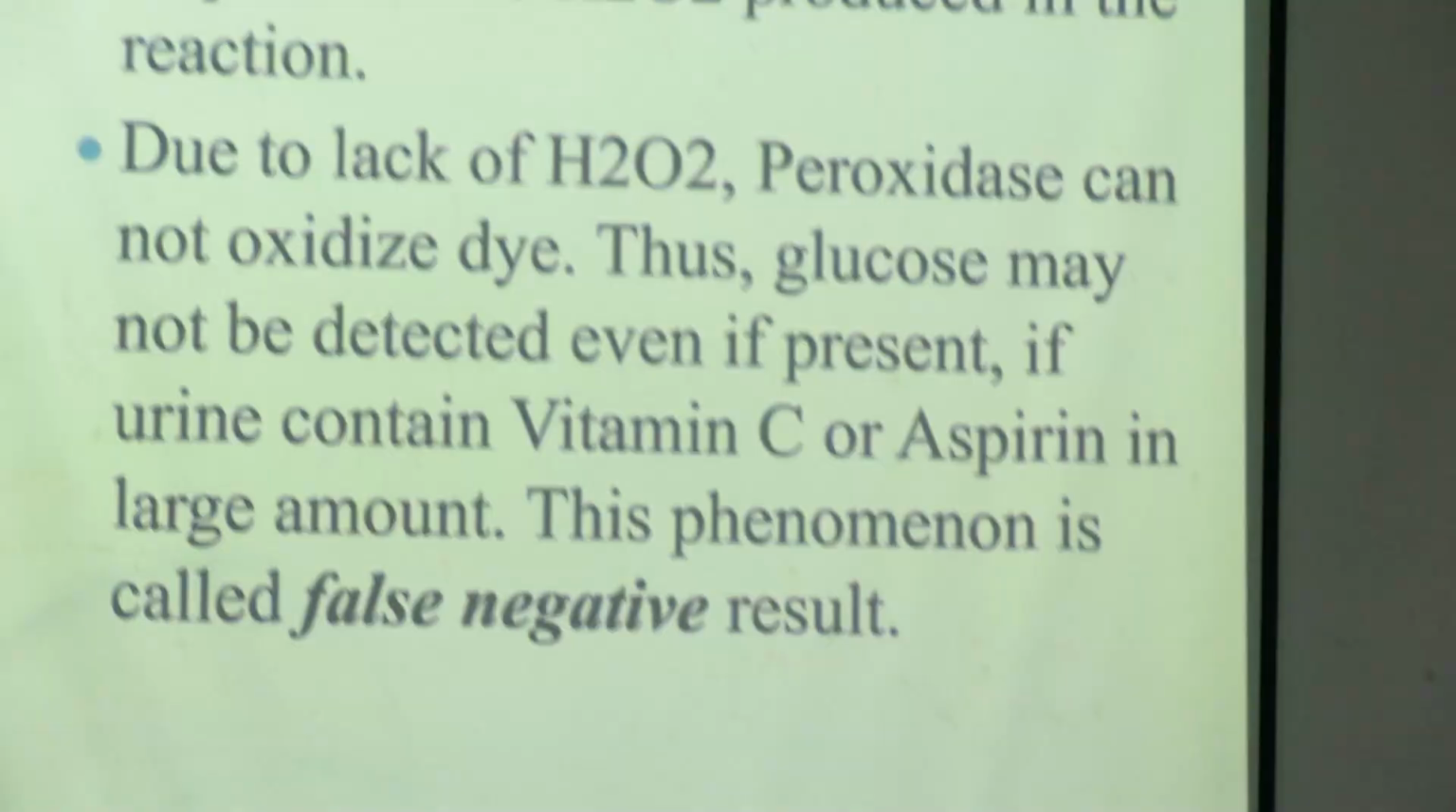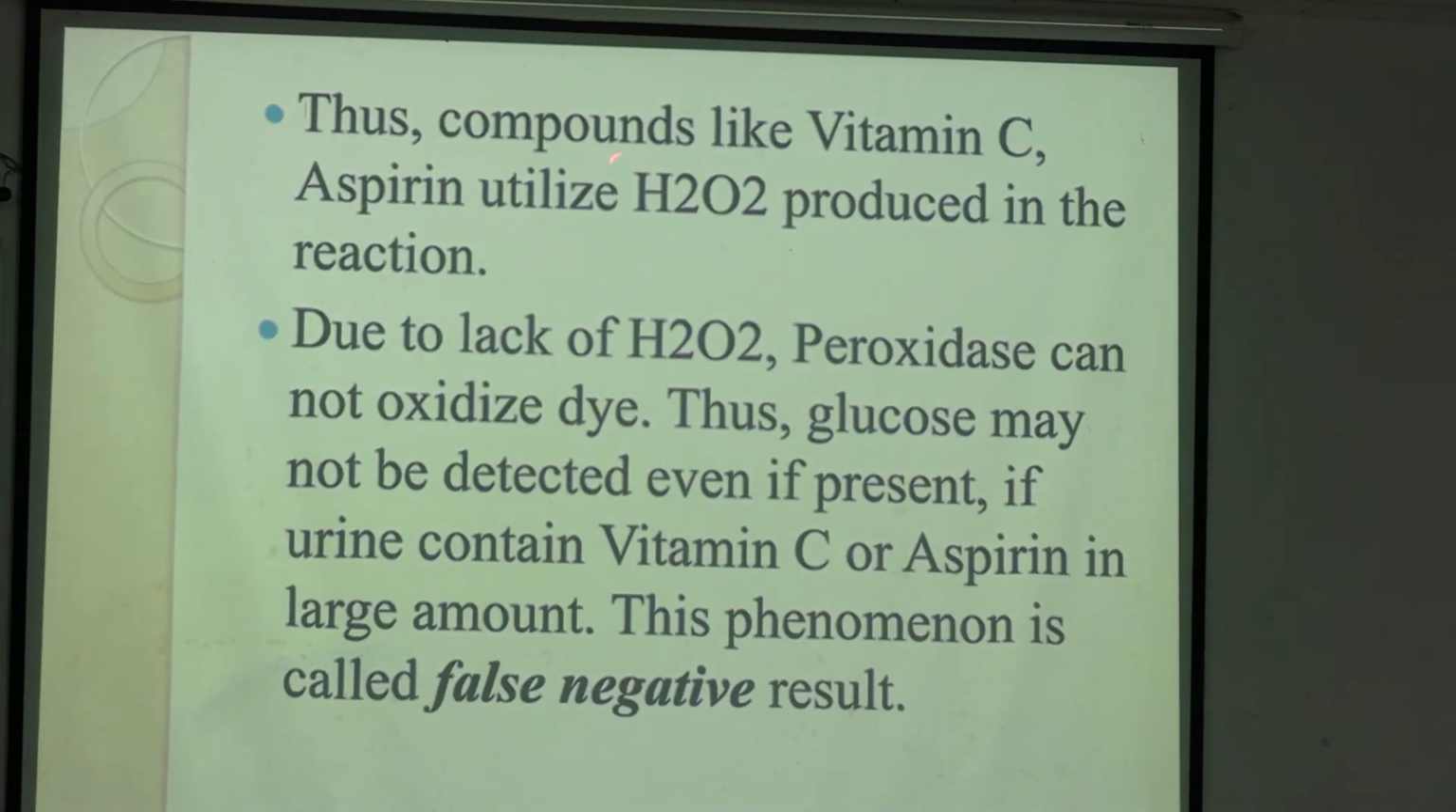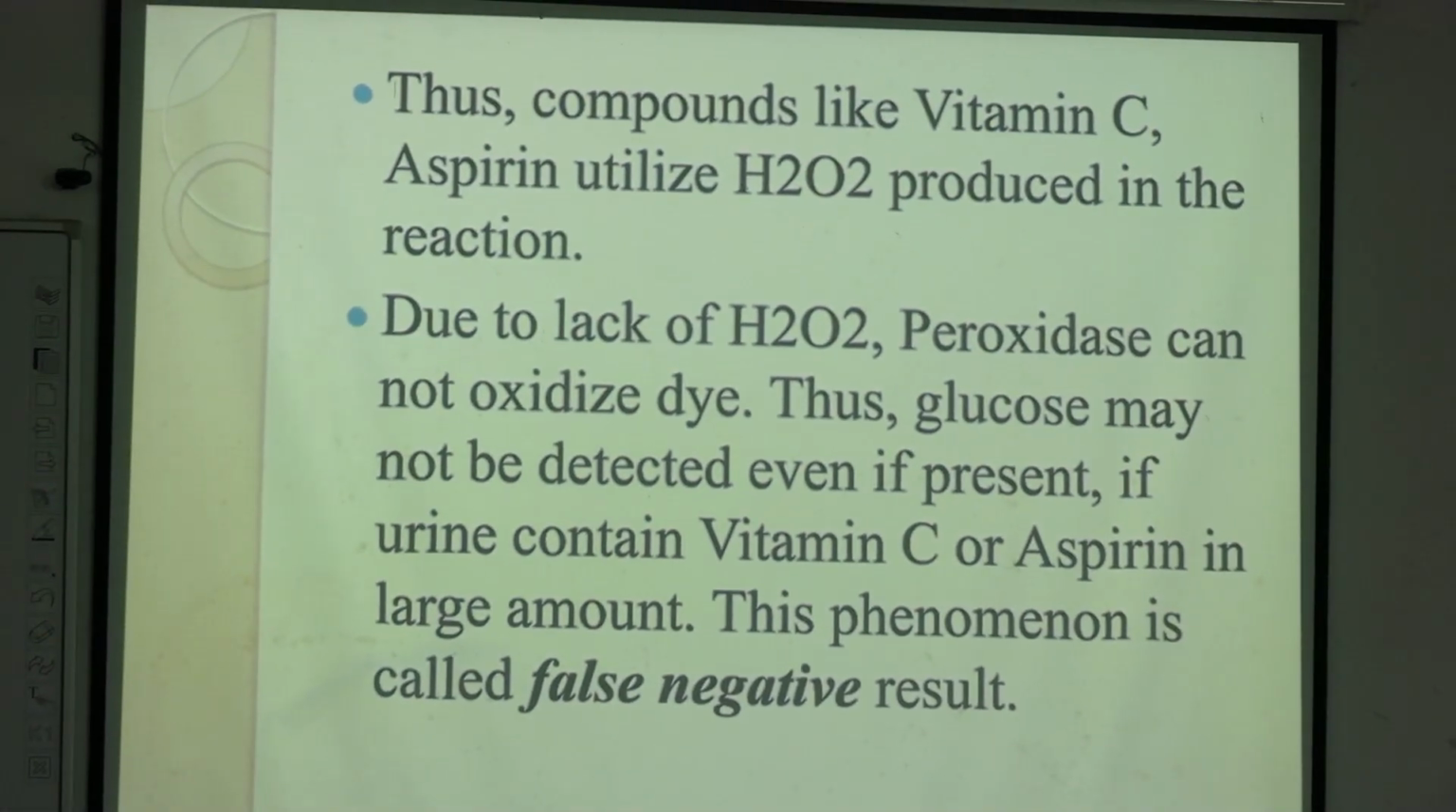Okay, now see, for compounds like vitamin C and aspirin, they utilize the hydrogen peroxide produced from the reaction. So here also what will happen? They will utilize the H2O2. Vitamin C and aspirin like drugs will use the H2O2 produced in the reaction, and due to lack of H2O2, the reaction will be negative. Which reaction will be negative? The color change of the dye will not be happening.